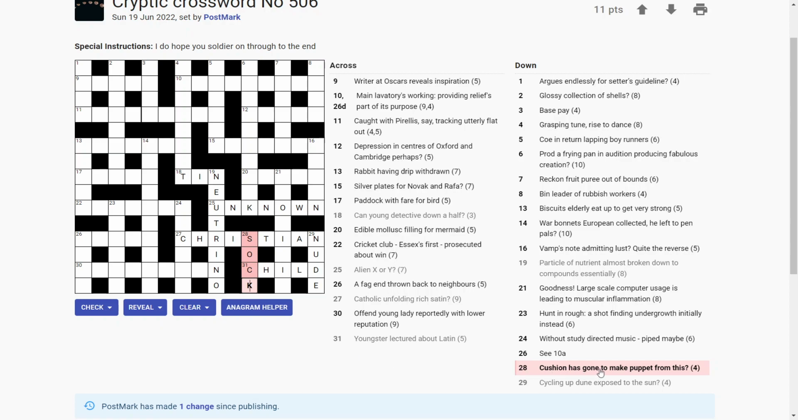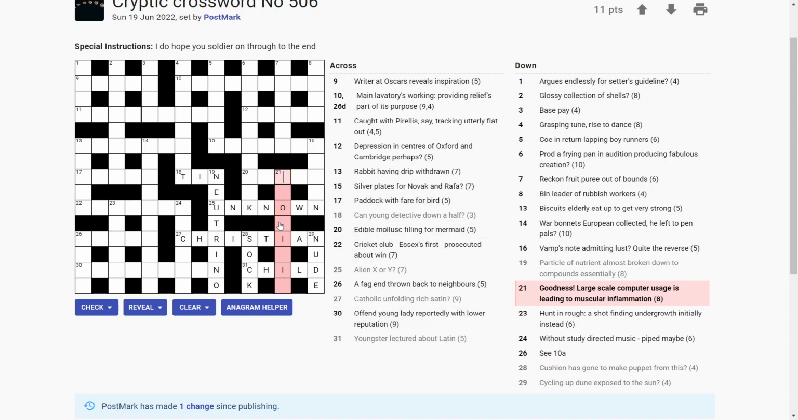Cushion has gone. Cushion has gone to make puppet from this. No, don't know that one. Don't understand that one. Oh, it might be. Yeah, I might be wrong. Let's check that word. Yeah, it's right. Okay. Let me know in the comments how that works.